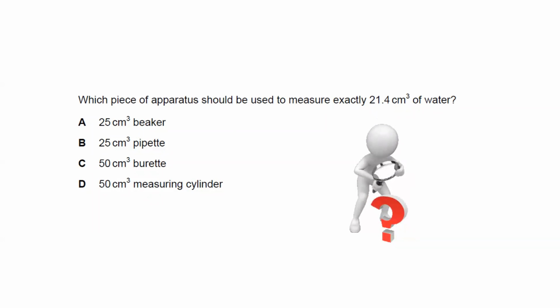What about the others? A measuring cylinder is also accurate to only 1 cm cube. A beaker normally, the smallest value you can have in a beaker is like 10 cm cube or 100 cm cube. So a beaker is not accurate. It's normally for large volumes. If it's a 25 cm cube beaker, it will still have a smallest value of 1 cm cube.